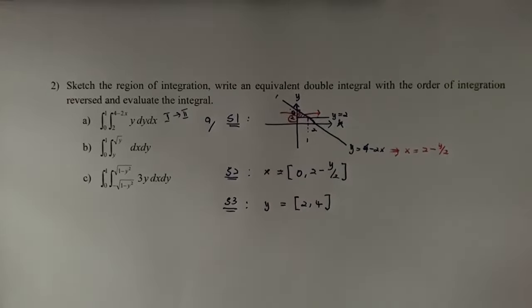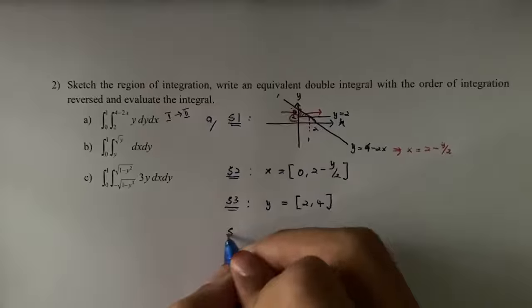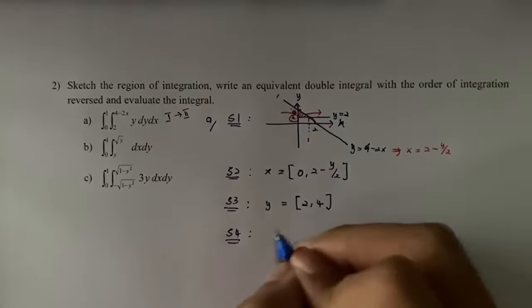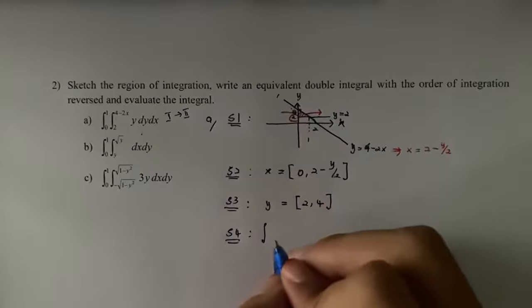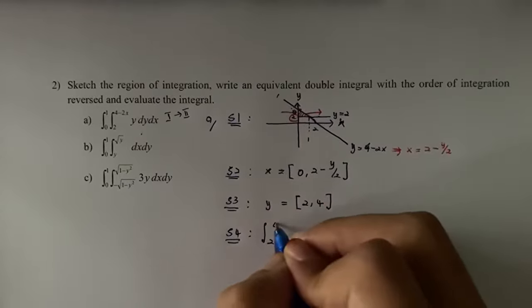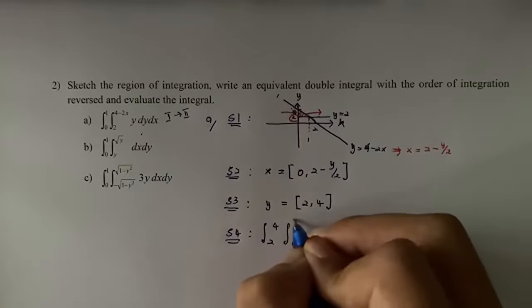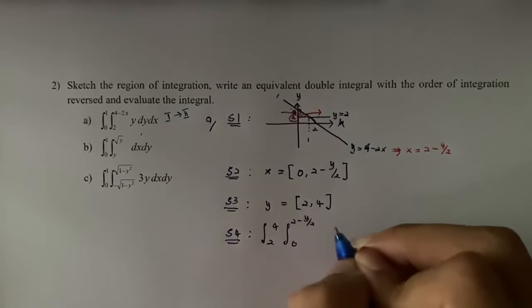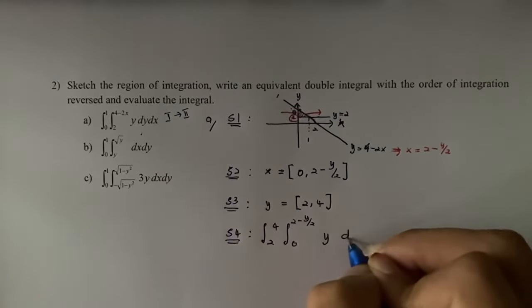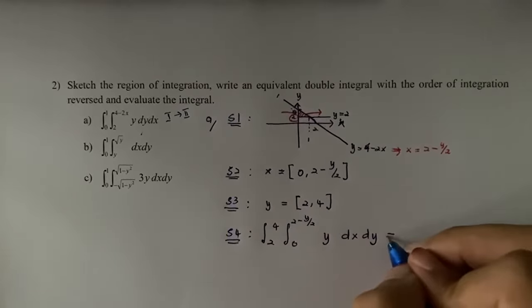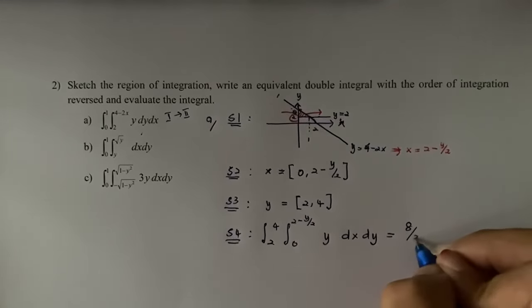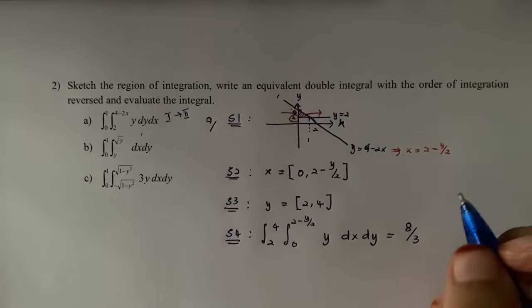And the last step, you can write this as the integral from 2 to 4, from 0 to 2 minus y over 2, of y dx dy. Try to solve this one. The last answer is equal to 8 over 3.